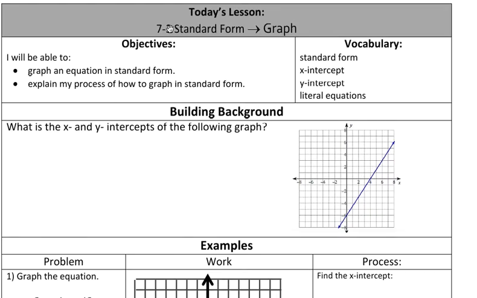All right, great. Welcome to 7.3. We're going to work from standard form to going to a graph. So we have three forms. We have our slope-intercept form, point-slope form, and then today we're going to be doing standard form.